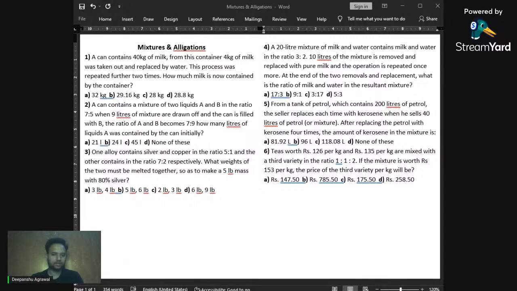All right, so the topic is mixtures and allegation. The last session was also on this same topic. You have got 15 minutes to solve these six questions because the questions of this topic would be a little bit calculative. So you would be getting 2.5 minutes per question, right?